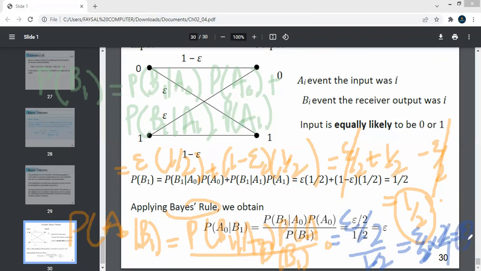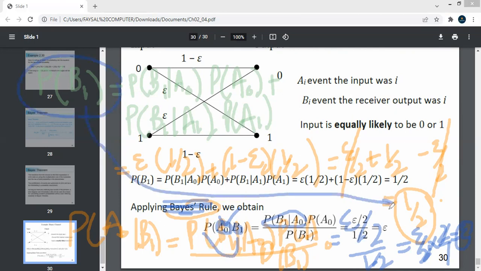So in this way, by using Bayes' rule, we can find it. Bayes' rule is the comparison between two points. In this case it is A0 and B1. So this will be equal to the probability of B1 given A0 times the first parameter, the probability of A0, then divided by the second parameter, the probability of B1. The probability of B1 will be equal to 1 upon 2, which we find from this equation. And then this value is mu upon 2 times 1 upon 2, so the 2 and 2 will be cancelled and my answer equals mu.